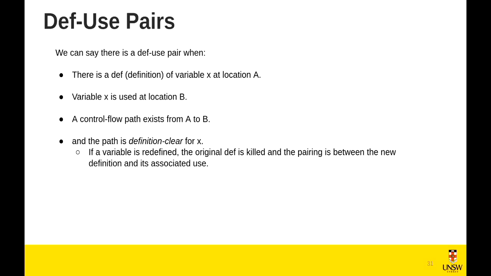And the path is definition clear for X, which means that there shouldn't be value assignments to X in between the paths. So if there's a new assignment, then it means that there's a new def for X. We should split the path into two paths. So these are the requirements for building def use pairs.